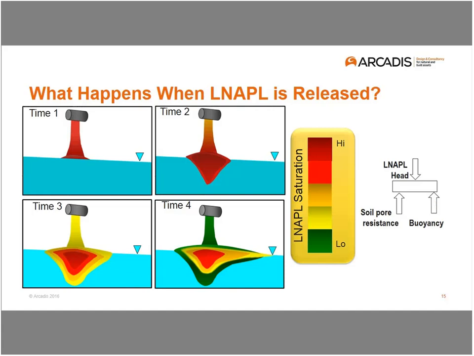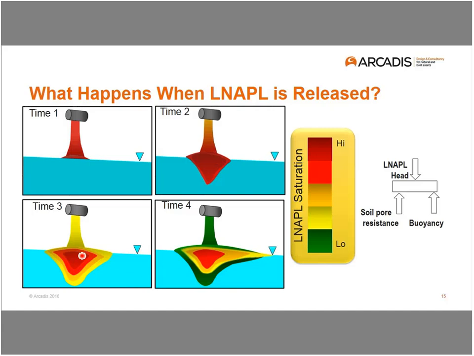So there's some buoyancy to that LNAPL. Then at time 2, when there's still enough LNAPL head to overcome that soil pore resistance and the buoyancy, the LNAPL continues to migrate downward below the water table, but it also spreads out laterally because as you get more and more resistance, some of that LNAPL head is translated laterally and the LNAPL body spreads.